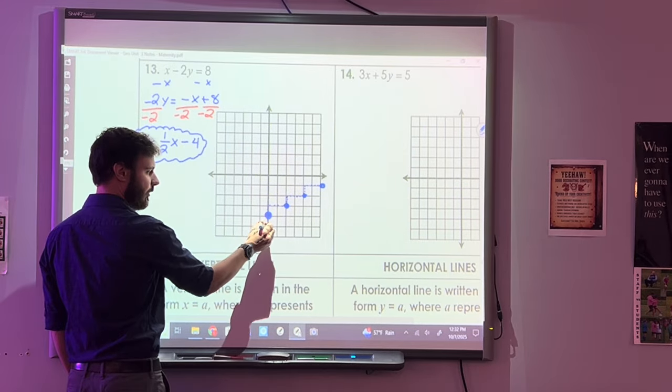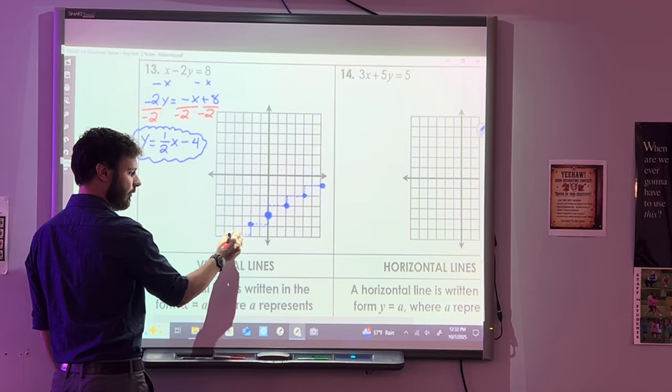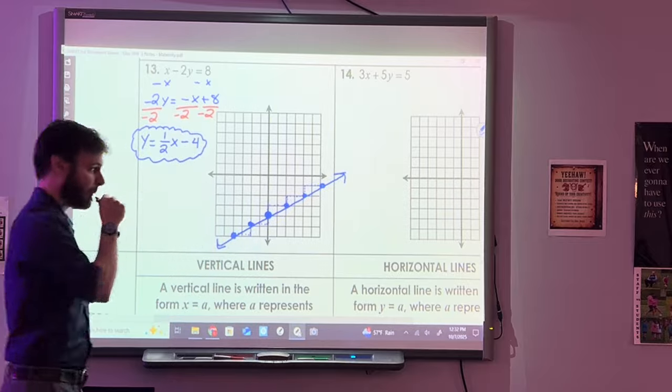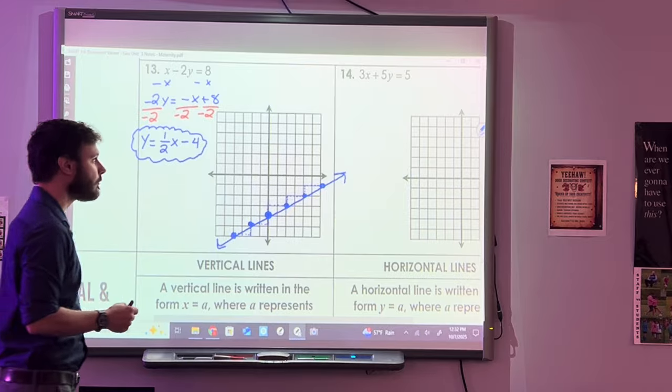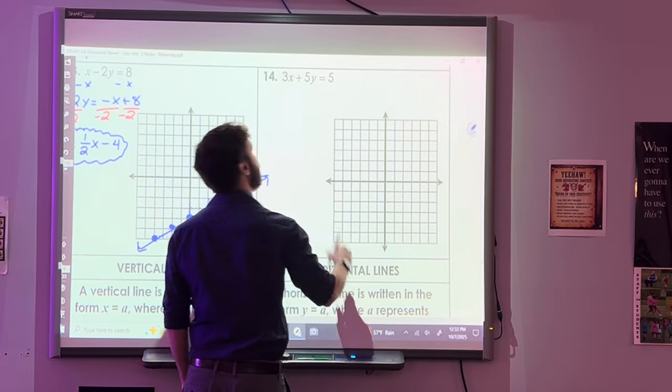And if I wanted, I could go the other way. Down 1, over 2, down 1, over 2. I could draw it like that. Okay. We're going to do this one over here the exact same way. Move the x.